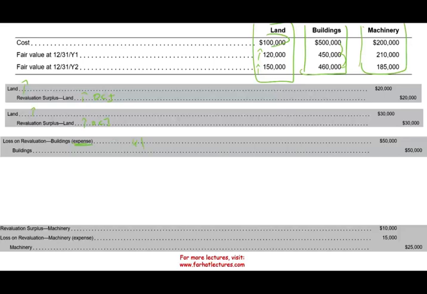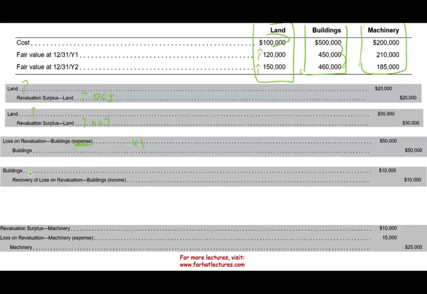In year two, we're still at a loss, but we recover 10,000. We debit the building 10,000, and we credit revaluation surplus, which is an income account, 10,000. Why? Because we are dealing below 500.